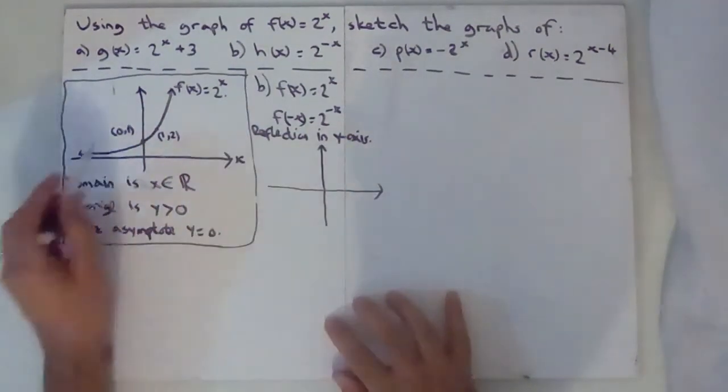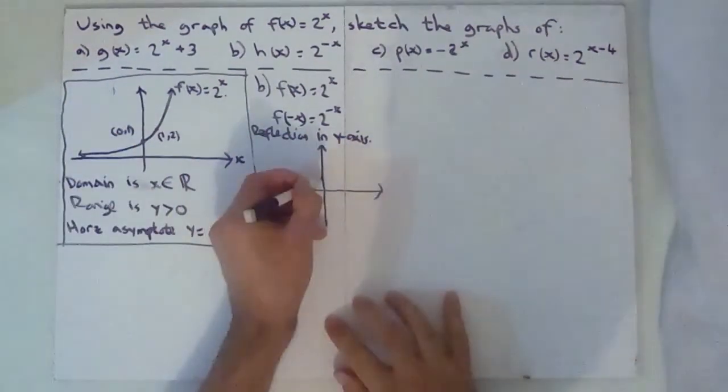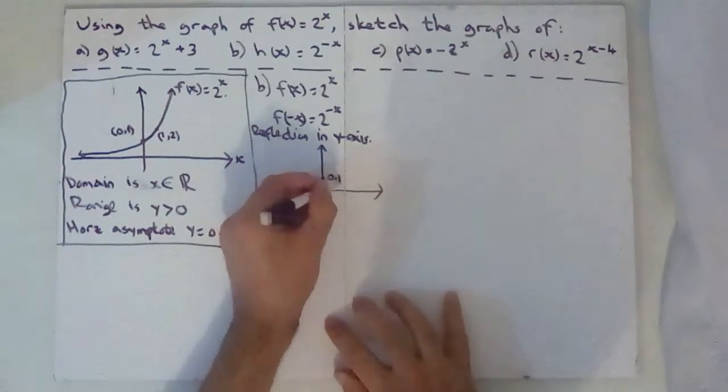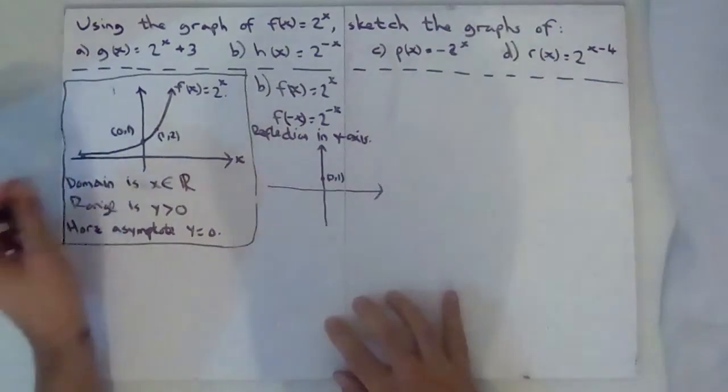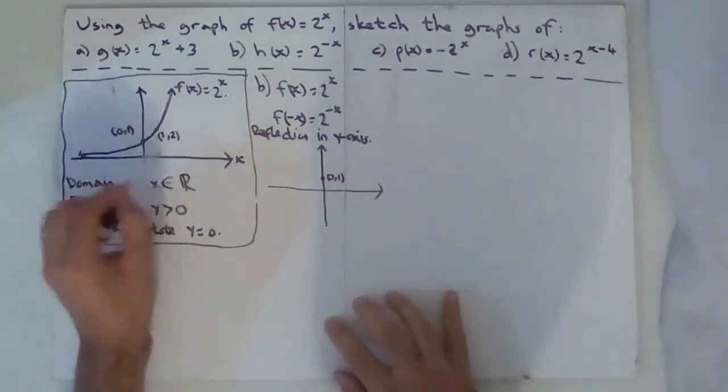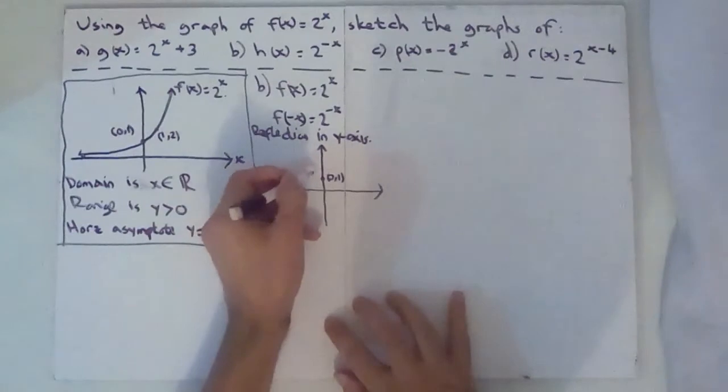So it's still going to go through 0, 1 like that, 0 and 1, and instead of going through 1, 2, it's going to go through minus 1, 2, because when you're reflecting in the y-axis, you're going to reverse the sign of the x coordinates.